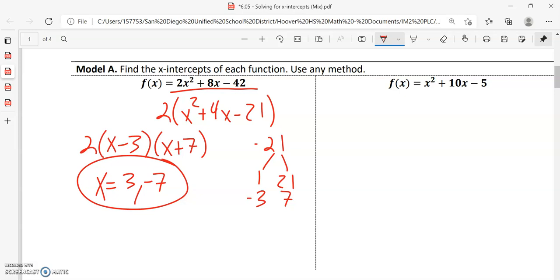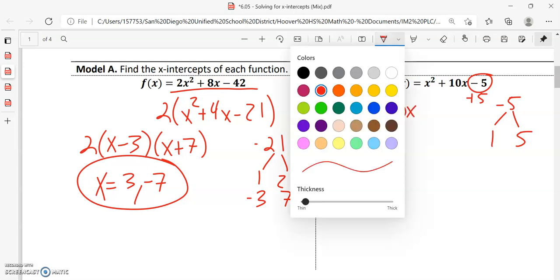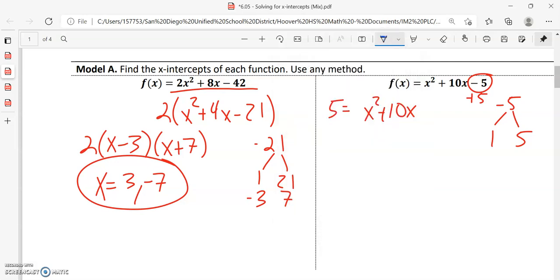Model B, well, we're trying to get to negative 5. And the only factors are 1 and 5, and it needs to add to 10. Well, we can't add to 10 with 1 and 5. So we must complete the square. First thing we want to do, move this 5 to the other side, so we're going to add 5. So we get 5 is equal to x squared plus 10x. To complete the square, we take our 10, cut it in half, and square it. So 10 over 2 is 5. 5 squared is 25. So plus 25 and plus 25 over here.